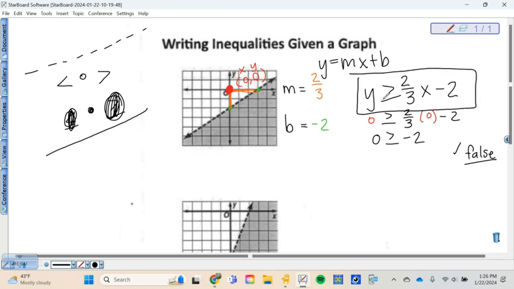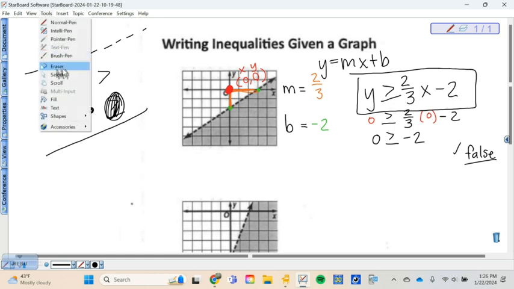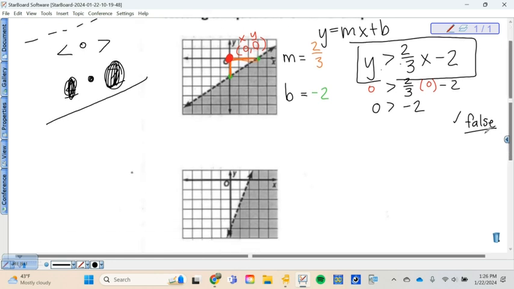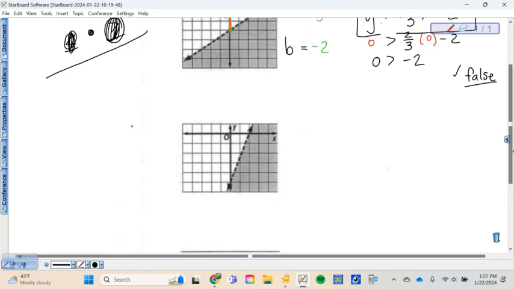That means that I wrote the correct inequality there. Ah, but no, I didn't. Why did I do a greater than or equal to? I shouldn't have done that. It should have been just greater than, because it's a dotted line. Greater than. Good. Okay, let's try the next one. It gets confusing because, for this case, 0, 0 isn't a solution, so I want it to be false. And that's where it gets a little funky, but it'll make more sense the more you do it.